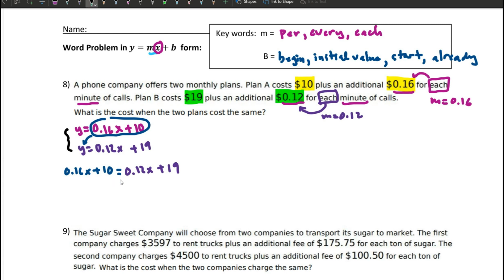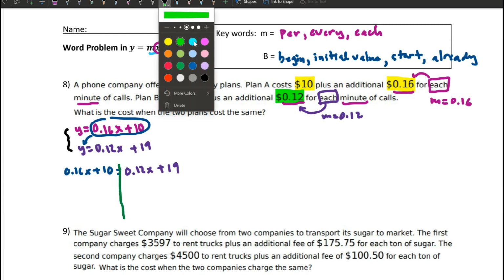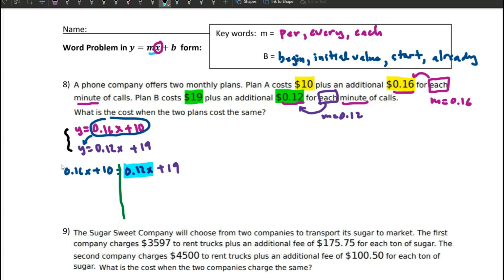Okay, as we practiced earlier, if you have variables on both sides like this, what do you have to do? You have to bring one of them over. So we're going to subtract 0.12x from both sides. I prefer to bring the smaller number to the bigger number, so I end up with a positive answer. In this case, between 0.16 and 0.12, 0.12 is smaller, so that's why I bring it over to 0.16. So 0.12 minus 0.12, we cancel them out, bring down the 19.